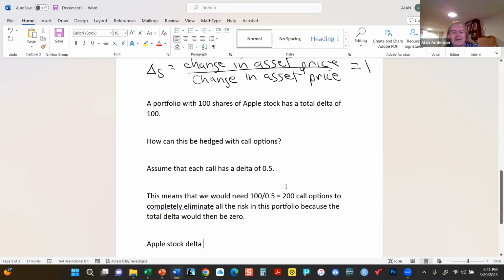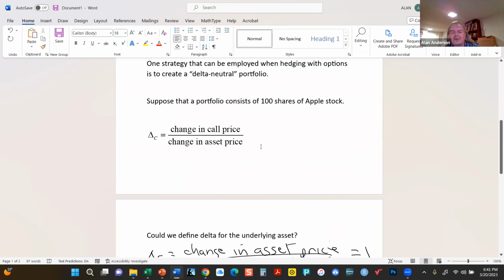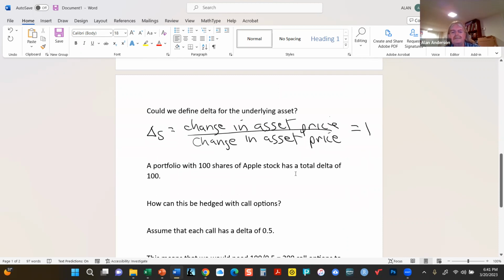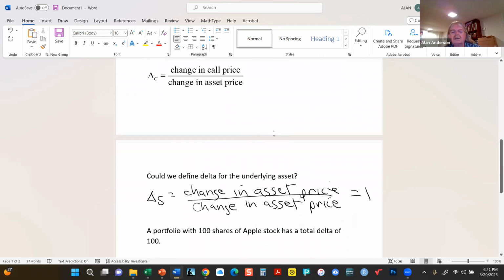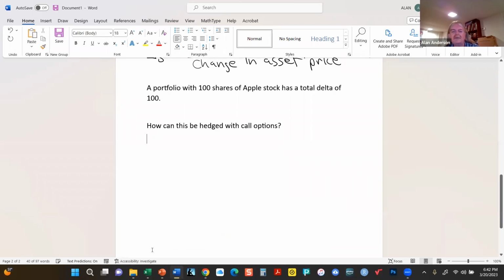Oh, wait a minute. I'm sorry, I messed this up. We would need to sell. No, we wouldn't, sorry. We need to buy puts. Let's save this example for a little bit later. I just realized we need to do this with respect to puts because calls will not hedge this position, unless you sell them. I'm doing it in the wrong direction.